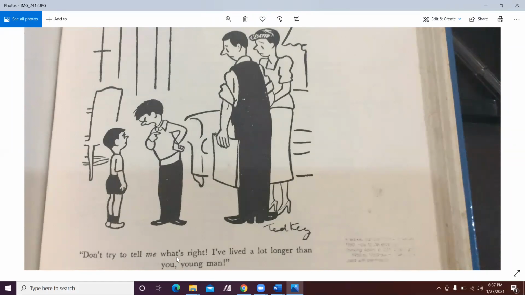Okay, now, what is the statement this elder son made? Don't try to tell me what is right. I have lived a lot longer than you, young man. Then the parents got surprised from this statement coming from their elder son. Young man. This person is not a man. This person is a child. This person also is a child. But how the language?